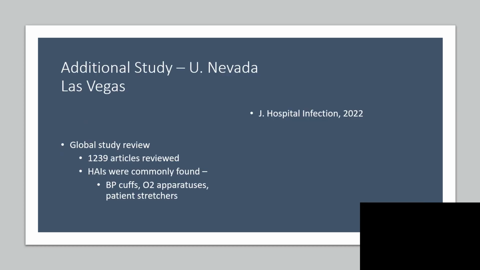The University of Nevada, Las Vegas also did a global study review, and it was published in the Journal of Hospital Infection in 2022. They were looking also at healthcare-associated infections and organisms found within the EMS environment. Organisms that could cause or lead to healthcare-associated infections were commonly found on blood pressure cuffs, oxygen apparatus, and patient stretchers.